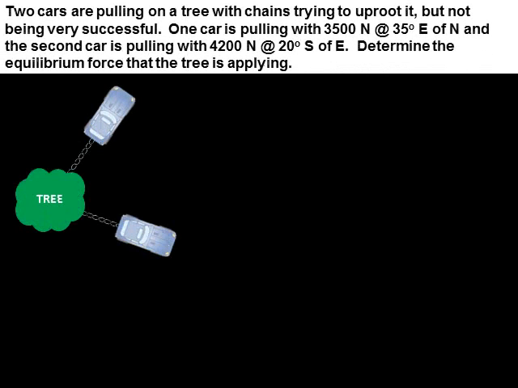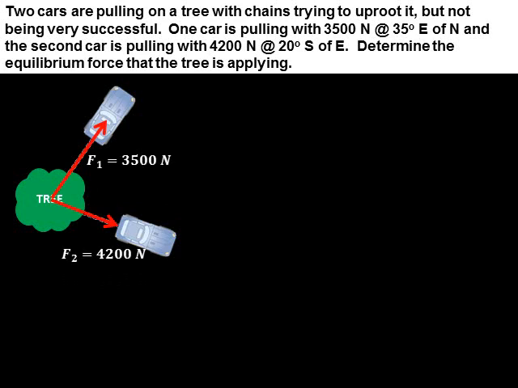Alright, so in this example, we have two cars pulling on a tree with chains, trying to uproot it but not being very successful. One car is pulling at 3,500 newtons at 35 degrees east of north, and the second car is pulling with a 4,200 newton force at 20 degrees south of east. Determine the equilibrium force that the tree is applying.